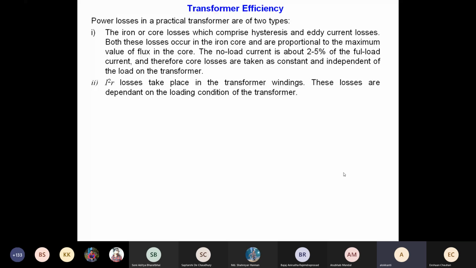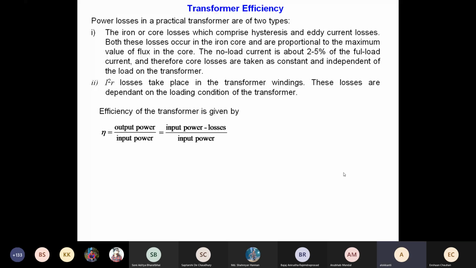So the efficiency of a transformer is obviously given by output by input power. The output power is nothing but input power minus losses. If your losses and input power are available, you can calculate output power. Or if your output power and losses are available, then your input power is output power plus losses, and you can use that in the denominator. So this ultimately comes down to 1 minus losses by input power. So this is the efficiency of a transformer.